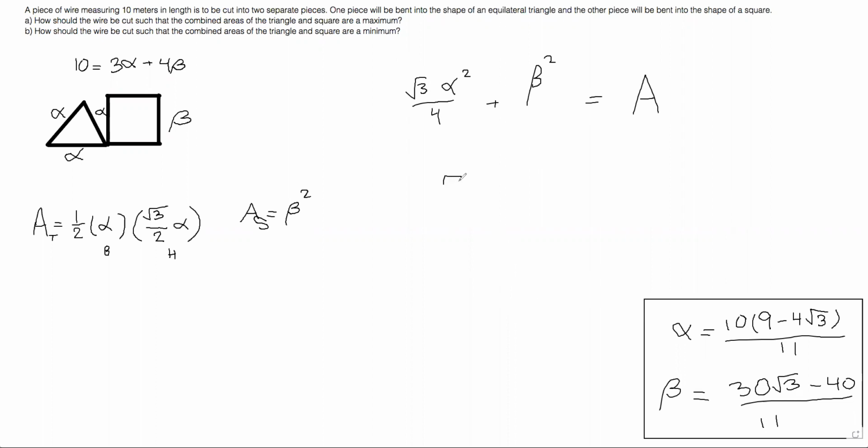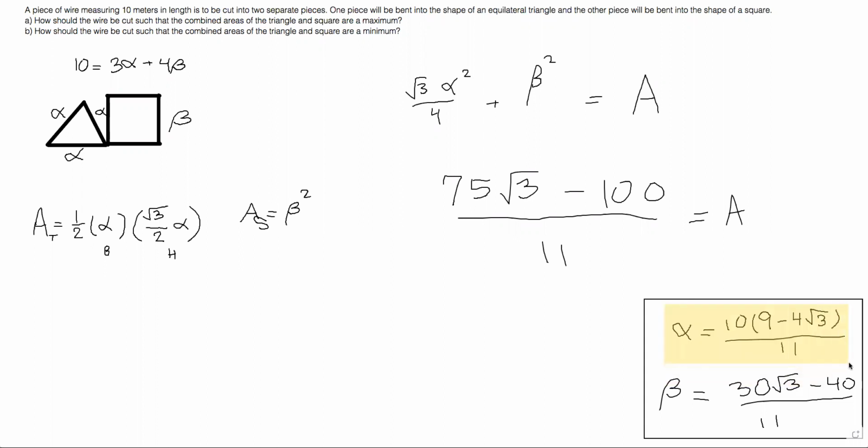I got 75 times square root of 3 minus 100 all over 11. This is the total combined area. And once again, that comes from this step right here. It comes from taking this expression for alpha, plugging it in right there, and then taking this expression for beta and plugging that in right here. Evaluate it, simplify it, and then we get this for our total combined area of the triangle and the square.